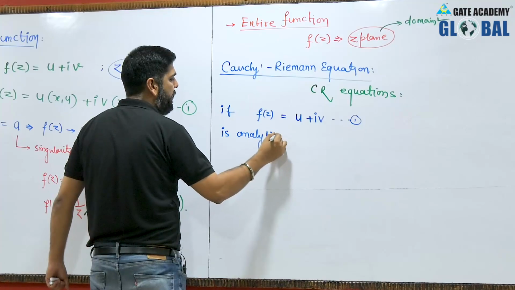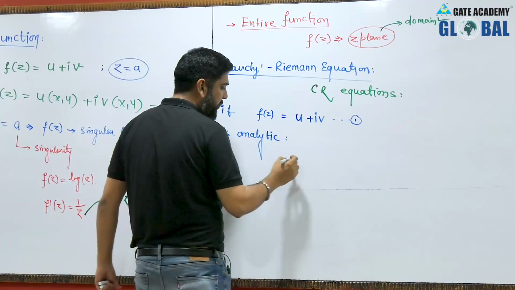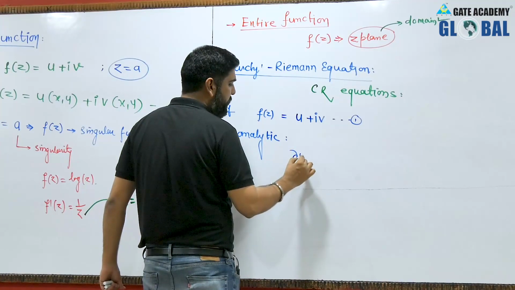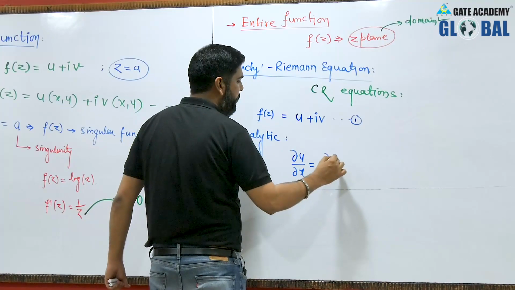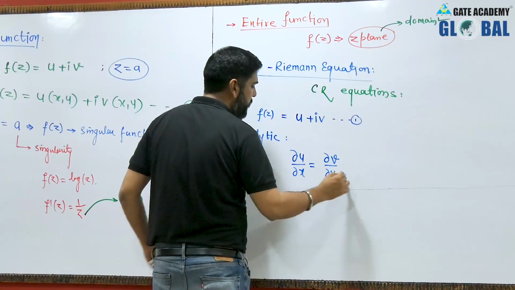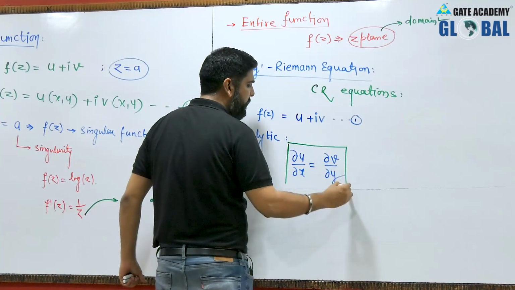If it is analytic, then what is the CR equation? It satisfies the CR equation. It is nothing but del u by del x equal to del v by del y. So this is our Cauchy-Riemann equation, but this is only one equation.